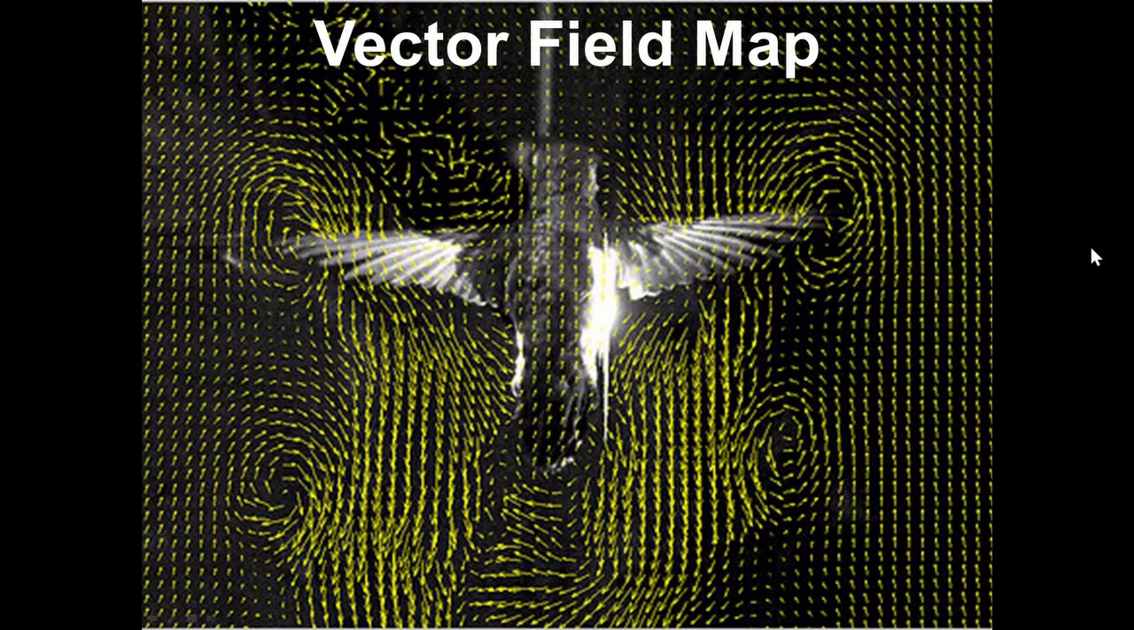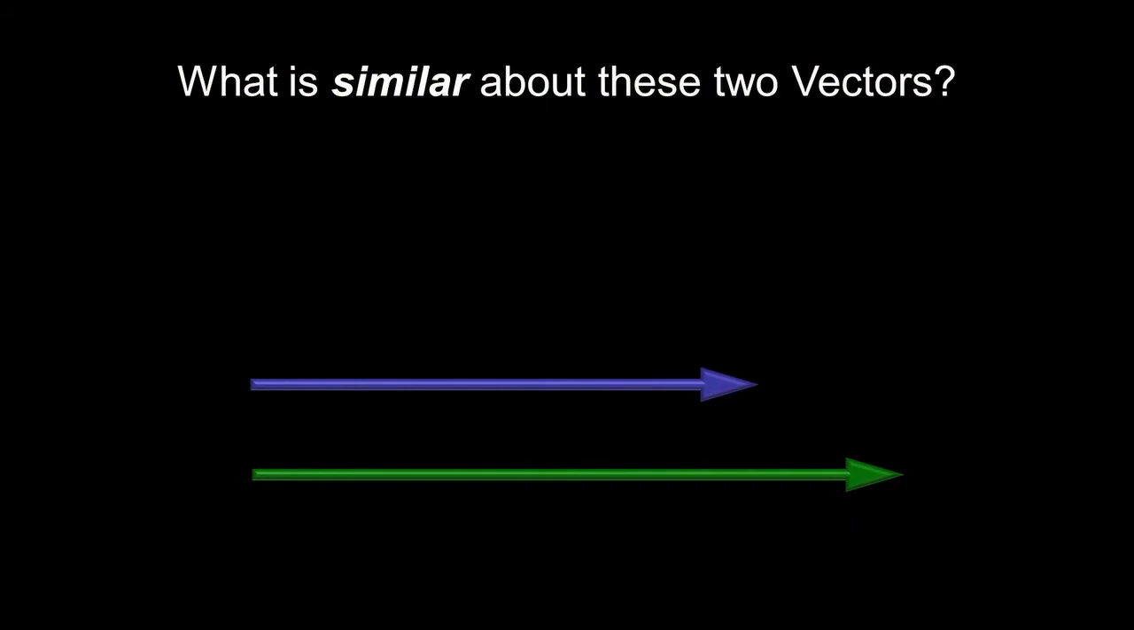And this is a neat vector field map of the wind around a hummingbird as it flaps its wings. And you can see that the wind swirls. The resolution on this is kind of poor, but here are short arrows representing slow velocity, and here there are longer arrows representing a higher velocity.